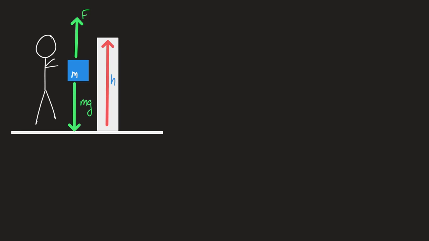So if I am going to place the box successfully on the top of the shelf, like so, there's the work done by you. That'd be your applied force times the height you lift the box times cosine 0 degrees, right? You lift upwards, the box goes upwards. Does that make sense?